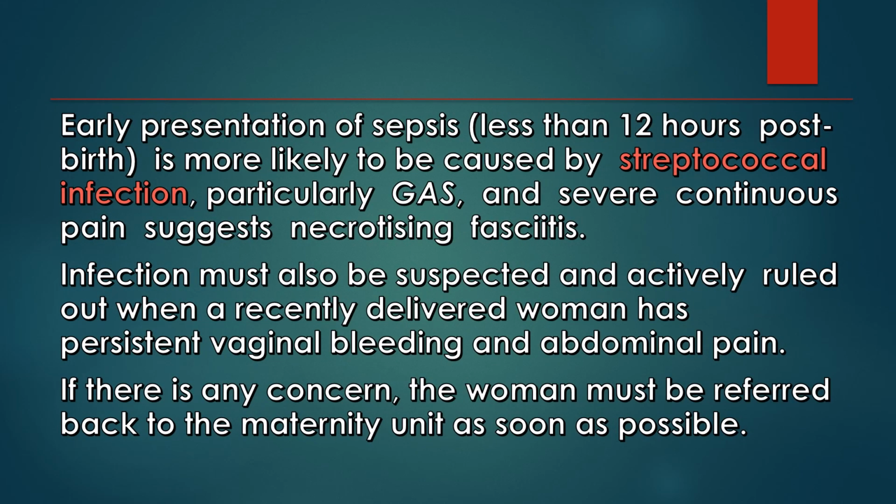Early presentation of sepsis, less than 12 hours post-birth, is more likely to be caused by streptococcal infection, particularly group A Streptococcus, and severe continuous pain suggests necrotizing fasciitis. Infection must also be suspected and actively ruled out when a recently delivered woman has persistent vaginal bleeding and abdominal pain. If there is any concern, the woman must be referred back to the maternity unit as soon as possible.